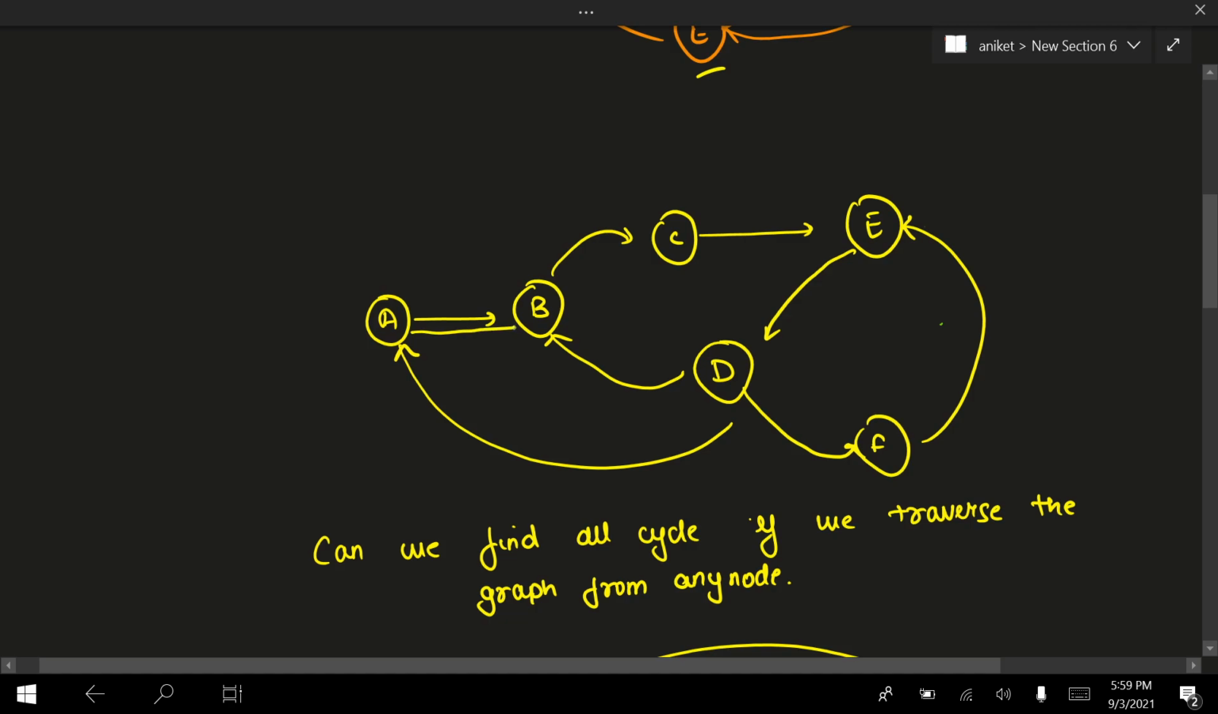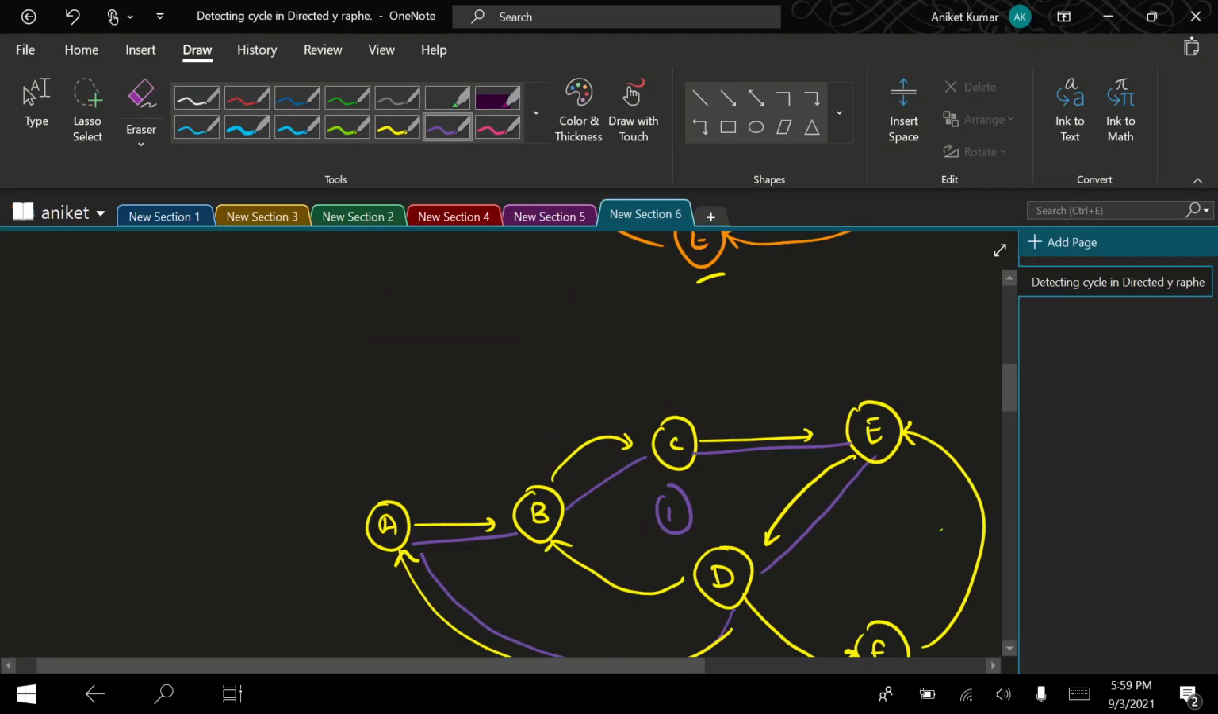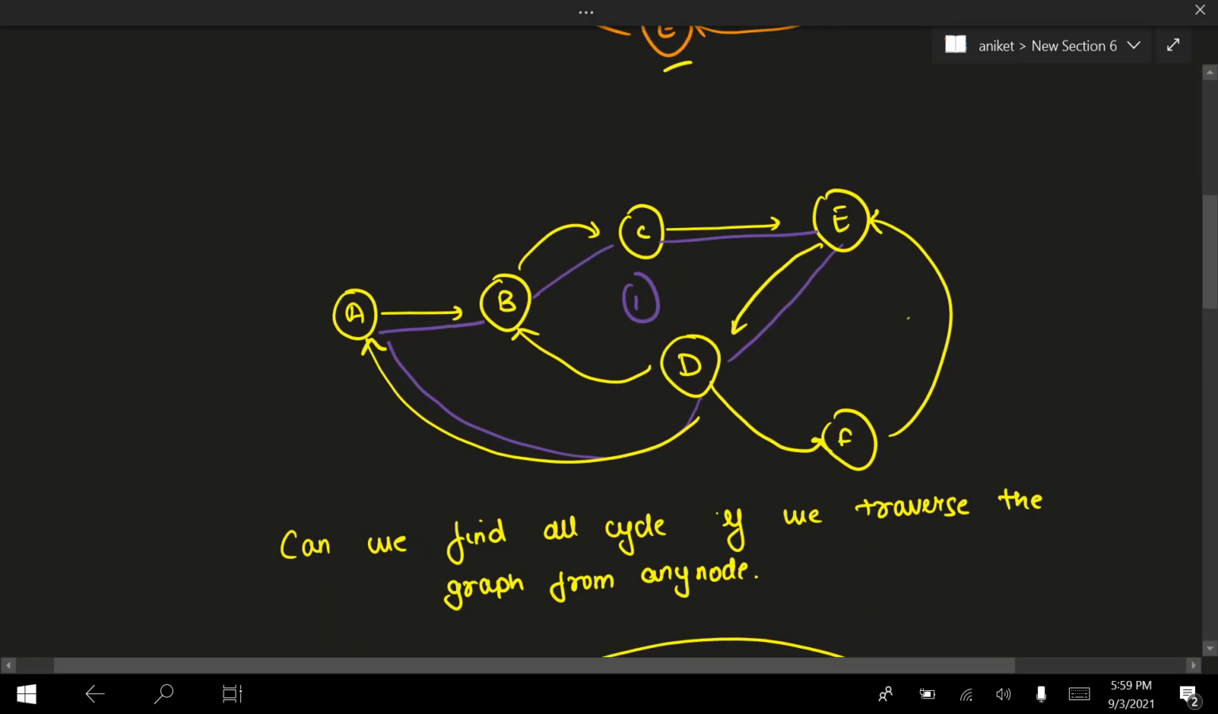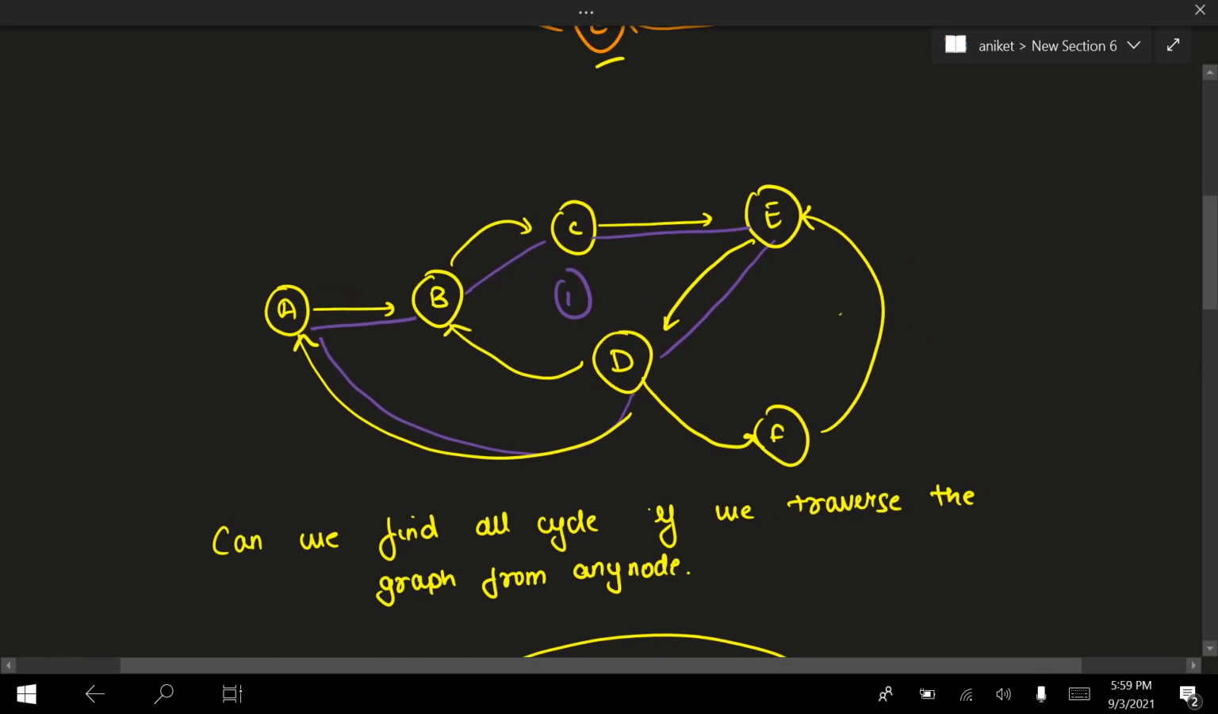I will choose a different color pen. We go from A to B, B to C, C to E, E to D, and then we are back to A. So there is one cycle here. What is the next cycle? Let's look over here. We have E. E is going to D, D is going to F, and F is going back to E. So there are two cycles here, the pink one and the purple one.